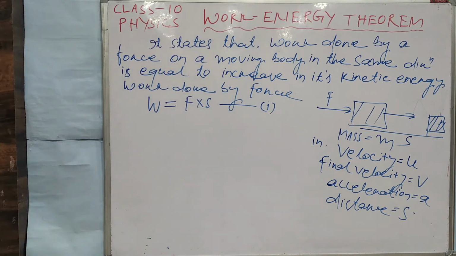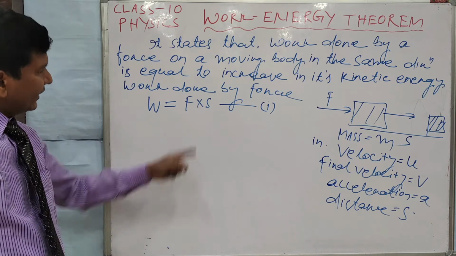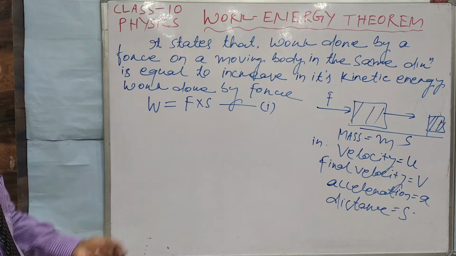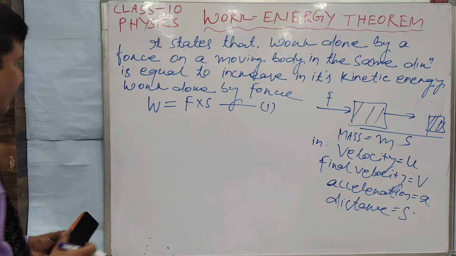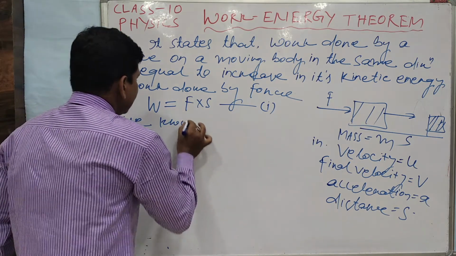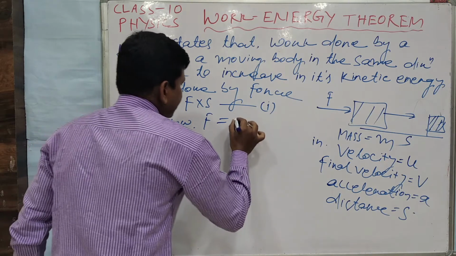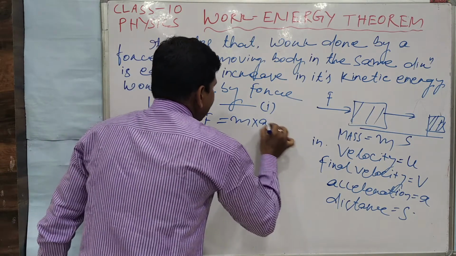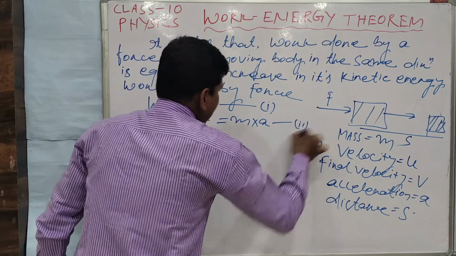Now how can you find F and how can you find S? Again the same way as we did the derivation of the kinetic energy. We know F is equal to m into a. This is your equation number 2.